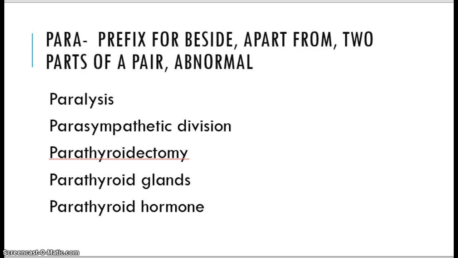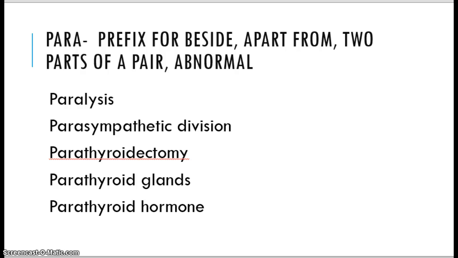As we look at para, it's used in many of the words for this unit. It's a prefix for beside, apart from, two parts of a pair, or abnormal. When you have somebody that has paralysis, it can be a weakness or an inability to use that part of the body. We think of a person that's a paraplegic, or they have paralysis to the lower part of the body, usually associated with a spinal cord injury.